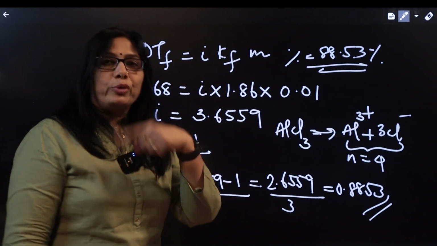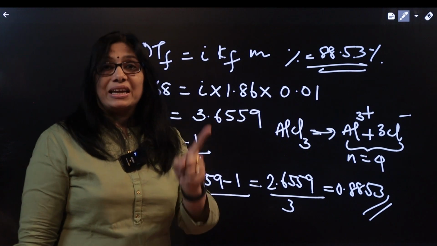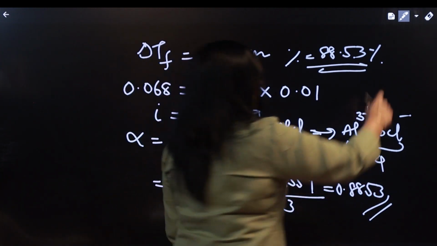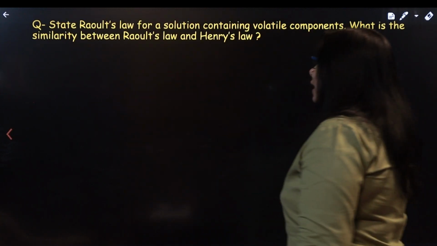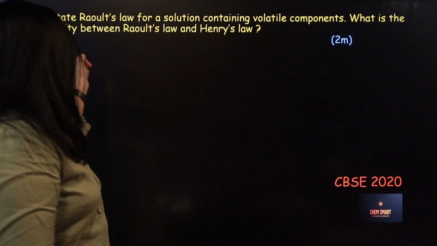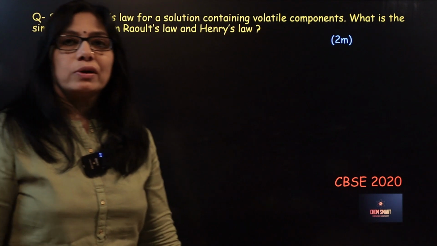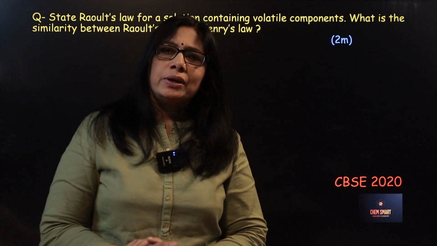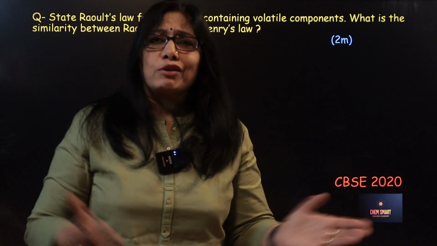Okay? Now we will be doing one more question from the theory area. We have discussed 2 numericals already. Now let us take a theory question. And the question is, state Raoult's law for a solution of volatile components. And what is the similarity between Raoult's law and Henry's law? You might have learnt Raoult's law by heart already.